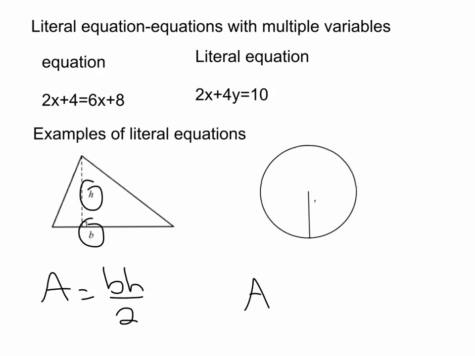If I want to find the area of a circle, I have the radius of the circle, so I'm going to take pi, or 3.14, times the radius to the second power. So my variables in this equation will be a and r, area and radius. Our objective when we have a literal equation is to isolate a variable, so we want to get one variable by itself.